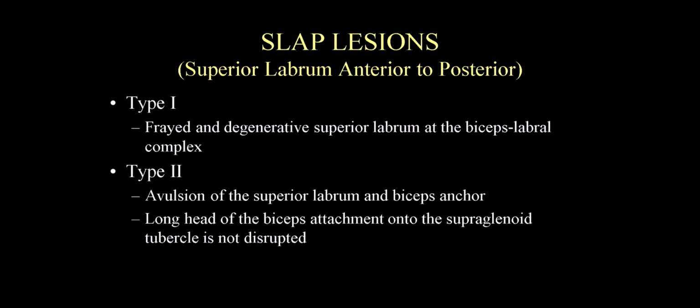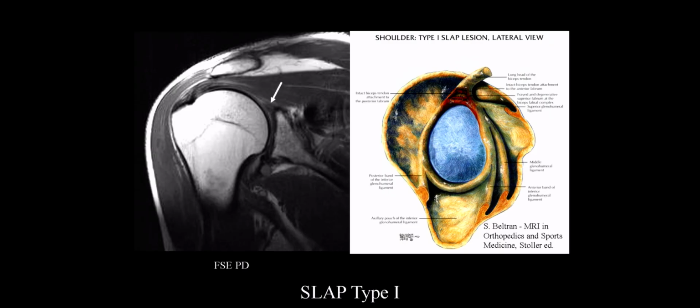The most common lesion is the type 2 SLAP lesion. This is what we see most of the time, and this is avulsion of the superior labrum and the biceps anchored together. So it gets pulled off, but you want to make sure you're looking at something else, the long head of the biceps. So look at that intra-articular portion. You want to make sure that there's no involvement of the actual biceps itself.